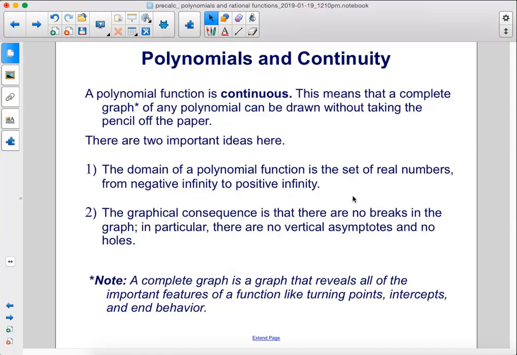A polynomial function is continuous. This means that a complete graph of any polynomial can be drawn without taking the pencil off the paper. There are two important ideas here. The domain of a polynomial function is the set of real numbers, from negative infinity to positive infinity. And the graphical consequence is that there are no breaks in the graph. In particular, there are no vertical asymptotes and no holes. Note, a complete graph is a graph that reveals all of the important features of a function, like turning points, intercepts, and end behavior.